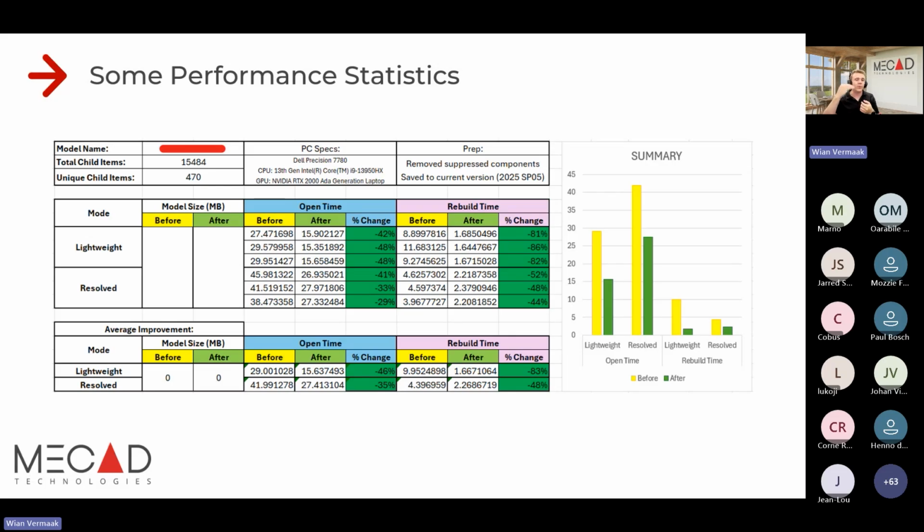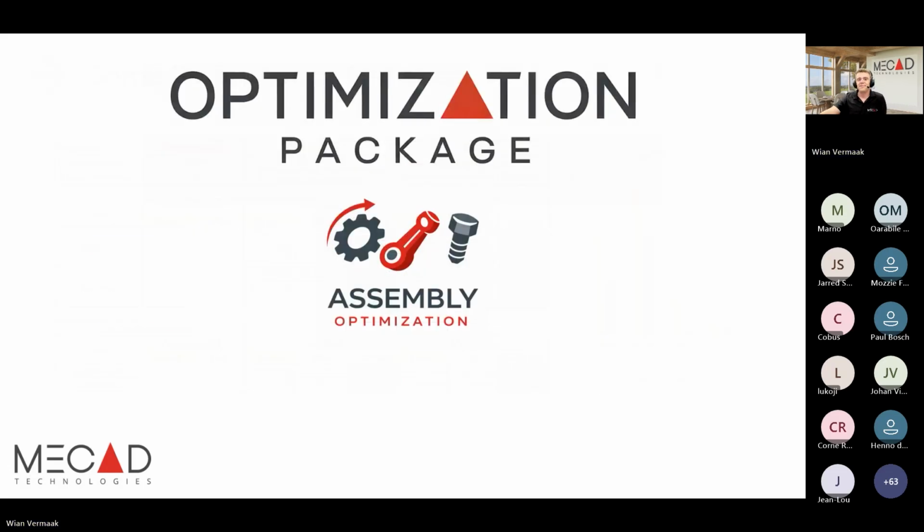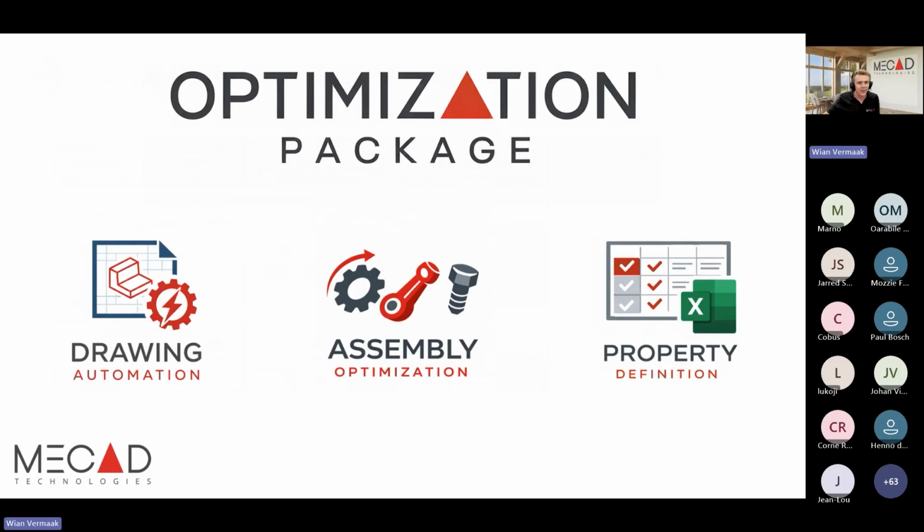Now, we've done these in lightweight and resolved mode. The only thing you actually have to worry about is the lightweight one. So almost a 50% reduction in open time and 83% reduction in rebuild time. That's unheard of. That is really, really nice. So imagine saving 83% of your time. It's very cool. I just love showing this slide. That's assembly optimization.